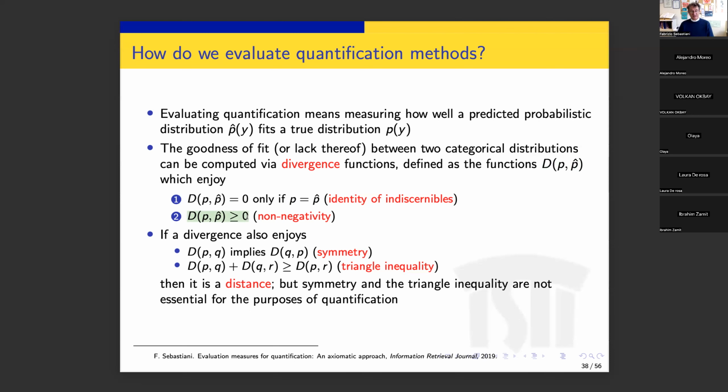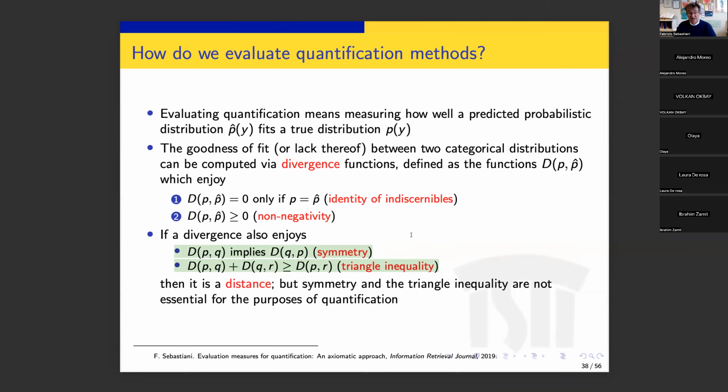If a divergence also enjoyed two further properties, it would be called a distance. These properties are symmetry, which means that d(p,q) implies d(q,p), and the triangle inequality, which says that d(p,q) plus d(q,r) is greater than or equal to d(p,r). So if a divergence enjoys also these two properties, it is called a distance function. The problem is that we will not be terribly interested in symmetry and triangle inequality, because these two properties are not essential for the purposes of quantification. There is no reason to say that these properties are desirable.